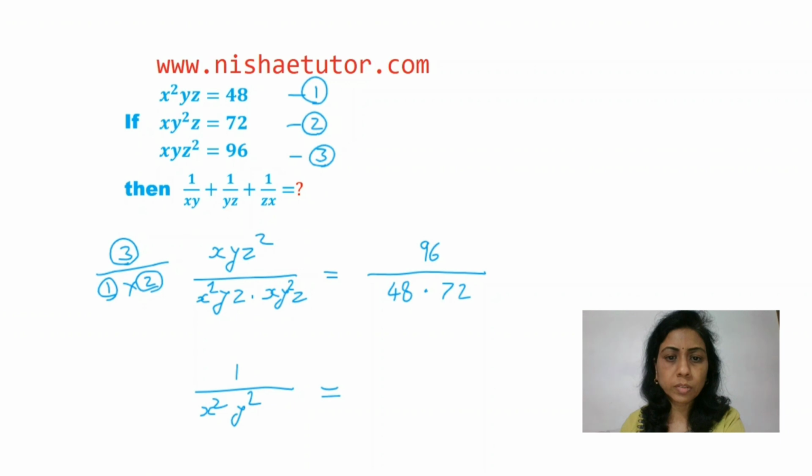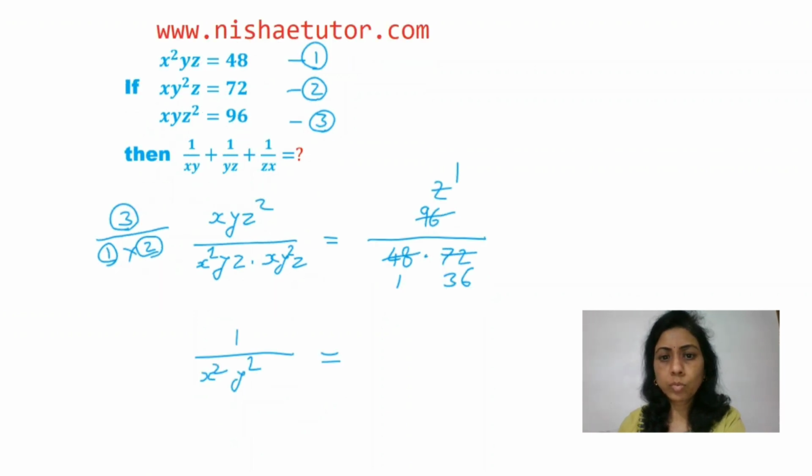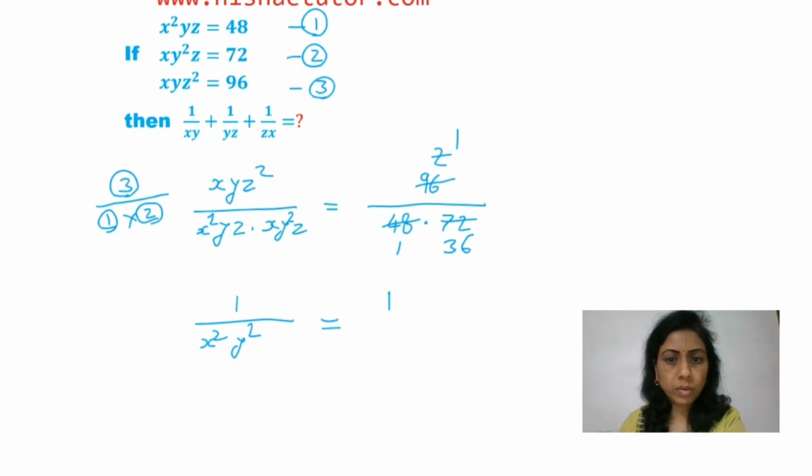Here 96 divided by 48 and 72. So 48 times 1, 48, and 48 times 2, 96. 2 times 1, 2, 2 times 36 is 72. Okay, so we got 1 upon 36. Both side taking a square root, so we get 1 upon xy is equal to 1 upon 6. Square root of 36 is 6. Okay, so we found 1 upon xy value, 1 upon 6, which is equation 4.